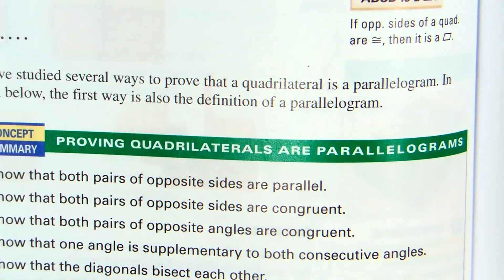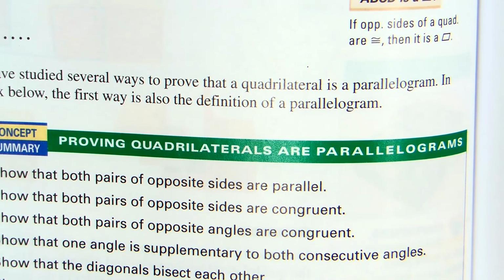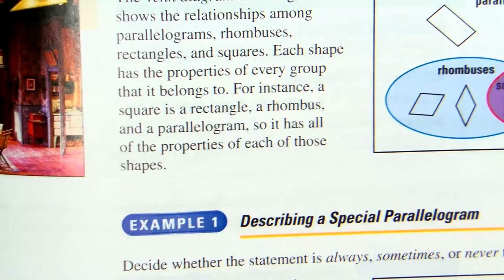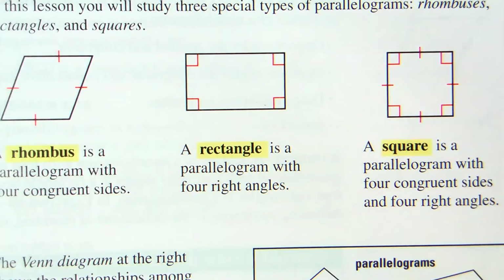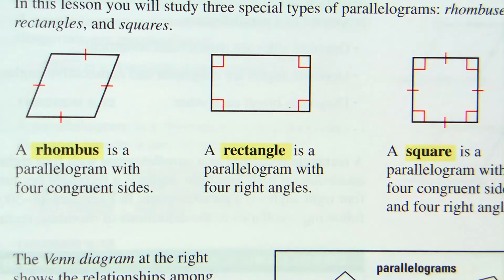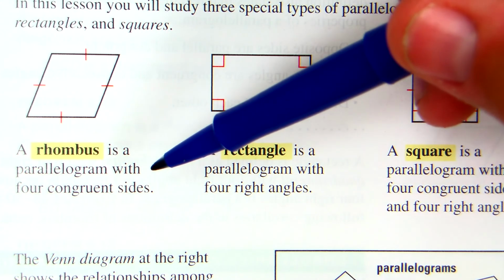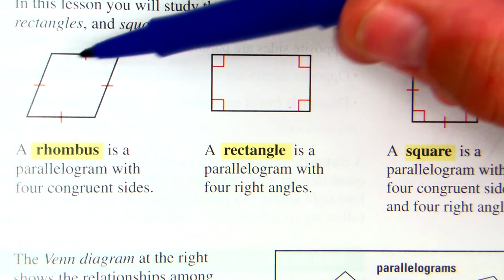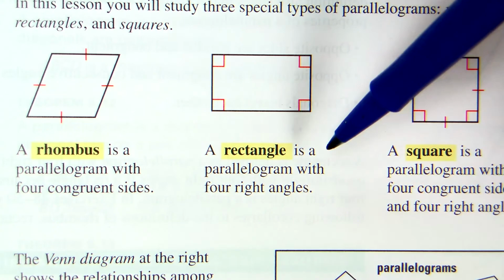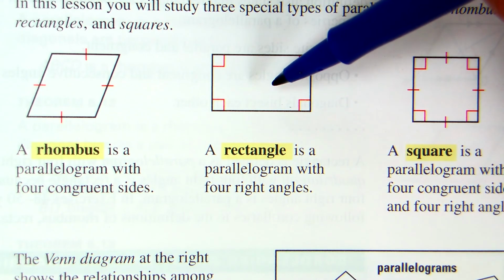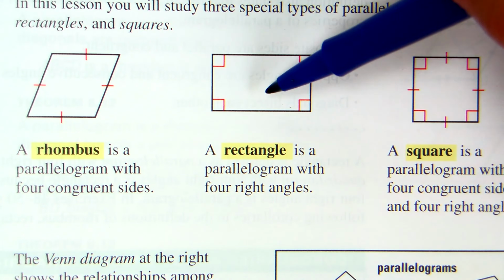Beyond a parallelogram, now we move into some more special types of parallelograms. We have three that we're going to look at, which is a rhombus, a rectangle, and a square. A rhombus is a parallelogram with four congruent sides, so it has all the properties of a parallelogram, but now the four sides are congruent. A rectangle is also a parallelogram, but it has four right angles. Its opposite sides are congruent, but it has four right angles.